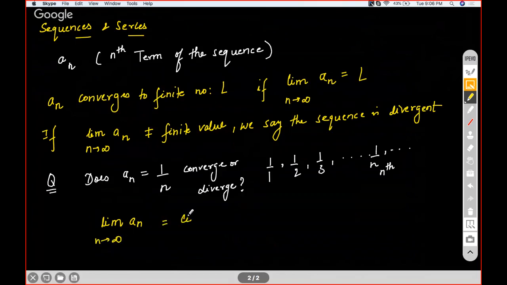So basically, the limit of 1 by n as n tends to infinity will be 0. Now, please note it is the sequence which is converging, not the series. That means if I add them, I'm not saying the addition will converge or diverge. I'll come to that a little later on. So we read this as the sequence converges to 0. That means the last term will actually go towards 0. Getting the point?